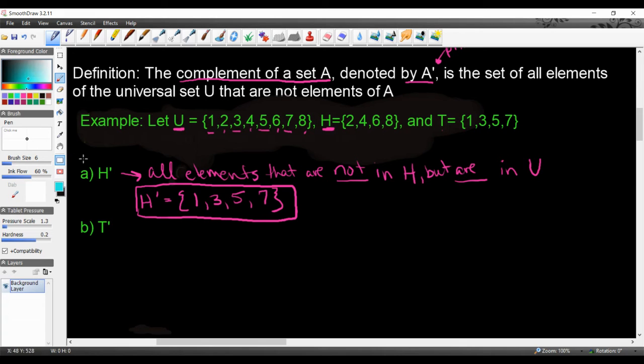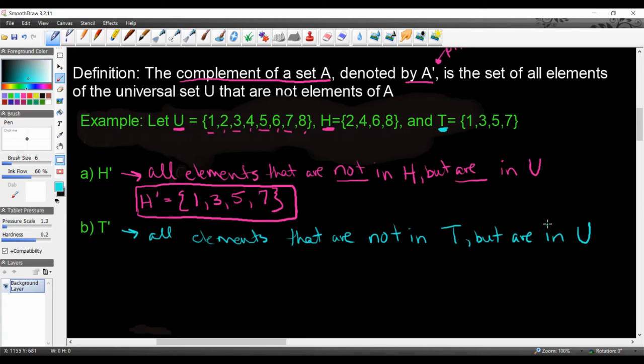We're going to look at another example. So now we're looking at T prime. So now we're looking at this one over here, the set T. And T prime means all elements, just like the first one, okay? All elements that are not, I gotta write this a little bit nicer, that are not in T, okay, but are in U, the universal set.